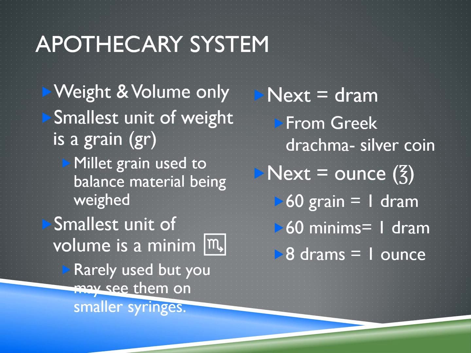The next one for both of them, for weight and volume, as you go up, is called a dram, okay? Where they got this from is a Greek coin called a drachma, and instead of using the millet grain, they would use this Greek coin, and that was what they called a dram. So they would put the coin on one side and they would put the medication on the other side until it equaled the weight of that coin. But again, is every single coin minted exactly alike? No, but they were still pretty close.